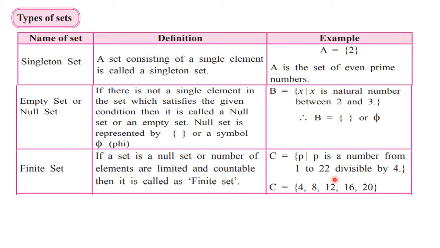Okay, so the example is given. C is a set of all p such that p is a number from 1 to 22 divisible by 4. So you have to write down the multiples of 4: 4, 8, 12, 16 and 20. You cannot take 24 because it is given that the numbers are from 1 to 22 divisible by 4. So you are starting with 4 and ending with 20. Here it is very clear that there are 5 elements in the set. So we say that the set is a finite set.